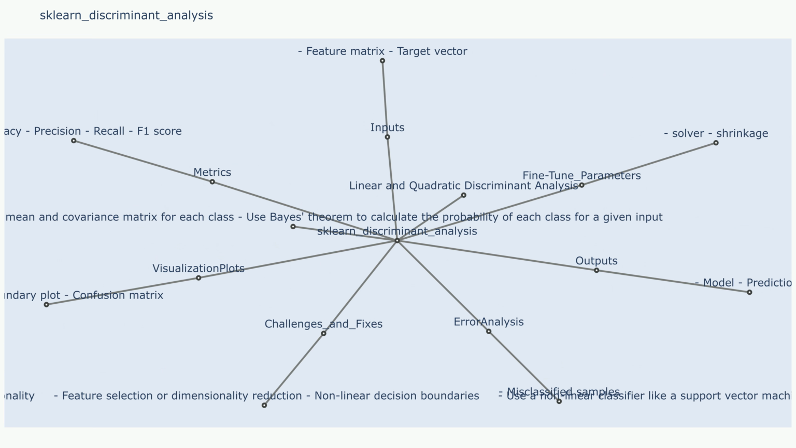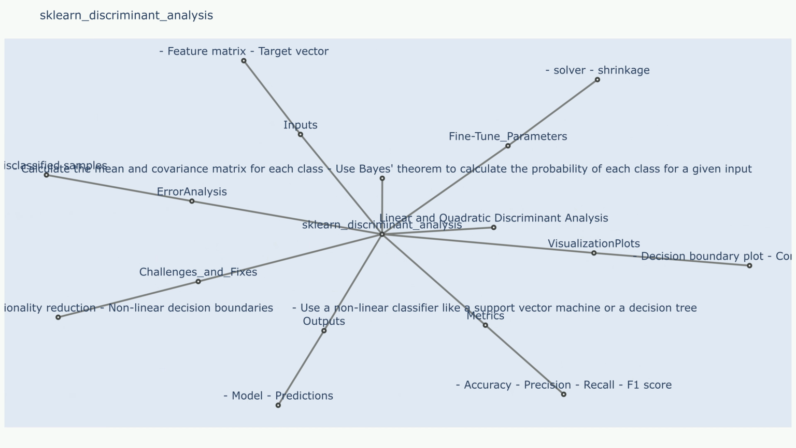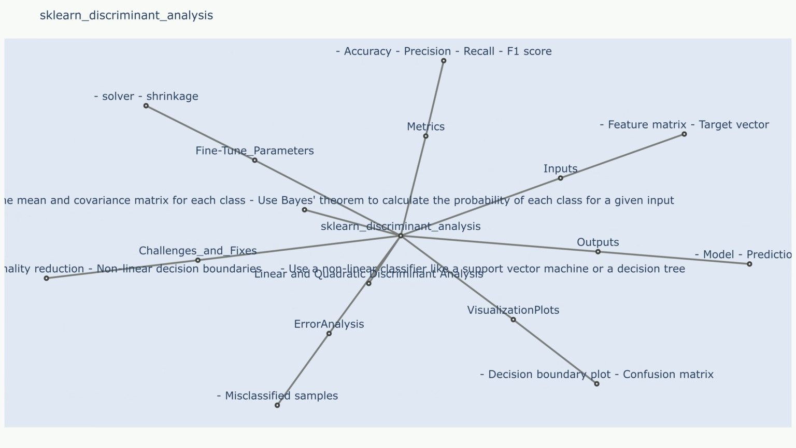Challenge 3: Nonlinear data. Discriminant analysis is a linear method, meaning it assumes linear relationships between features and classes. If the data is inherently nonlinear, it may not perform well. Sample use case that resulted in challenge 3: a dataset with a nonlinear decision boundary between two classes resulted in LDA failing to separate them effectively.